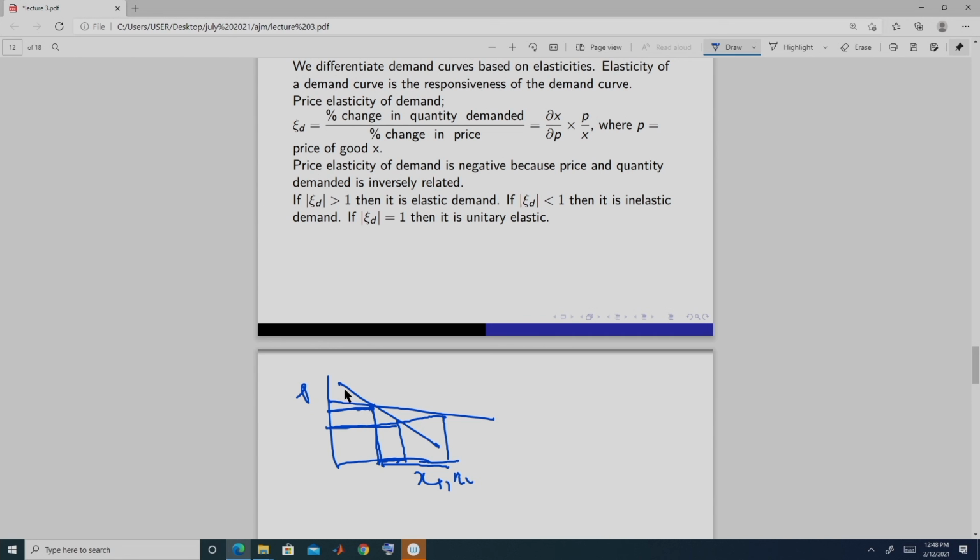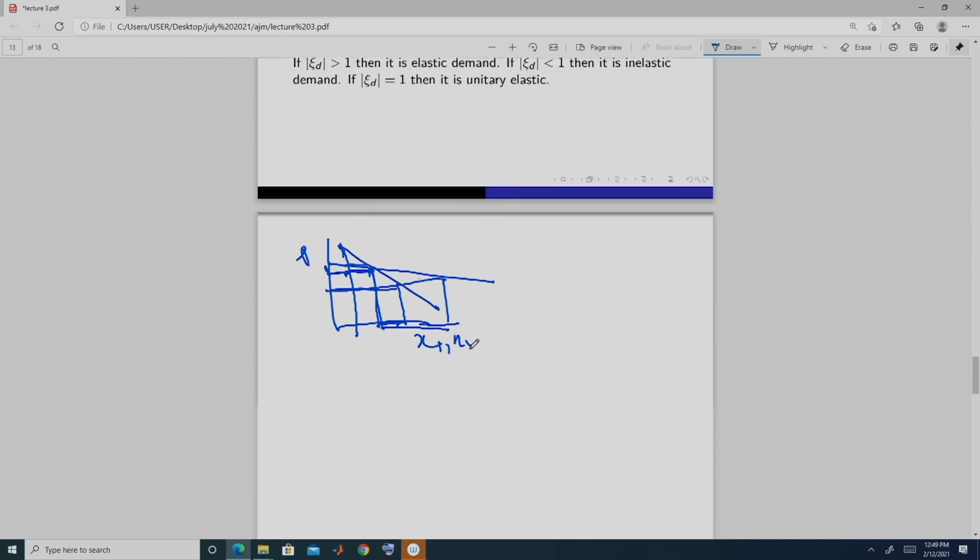In this case we have to reduce only this much price to get this much change in quantity, but here we have to reduce a huge amount of price to get the same amount of change. So these things are defined based on something called elasticity, how responsive the demand curve is to change in price. This is called the demand elasticity, mainly the price elasticity of demand.